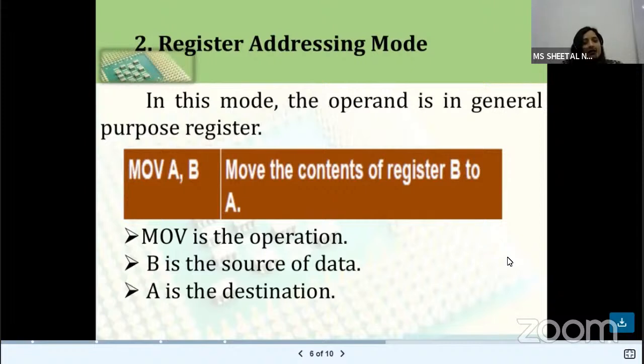Now in register addressing mode, the operand is generally in a general purpose register or in the accumulator also. These general purpose registers and the accumulator are of 8 bits only, as the 8085 is an 8-bit microprocessor. Now here is an instruction, that is MOV A, B. This is an example for register addressing mode.